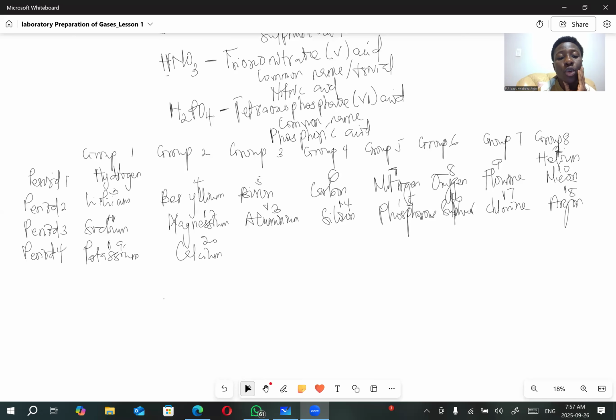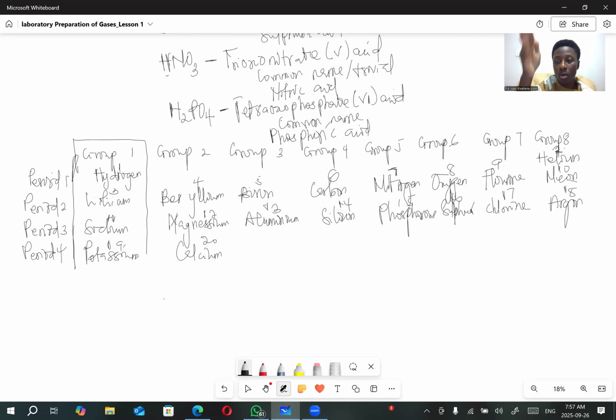Now, I'll show you how to identify metals and then how to know their charges. In the periodic table, a group refers to the vertical arrangement of elements. So when I tell you to list all the elements in group one, I want you to go vertical. So we are looking at hydrogen, lithium, sodium, and potassium.